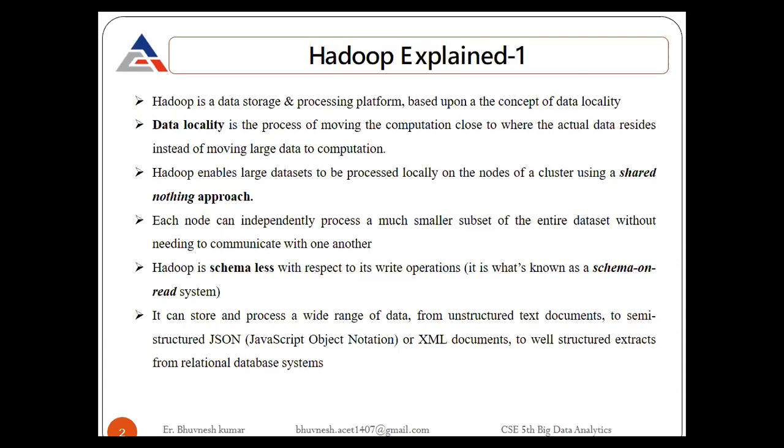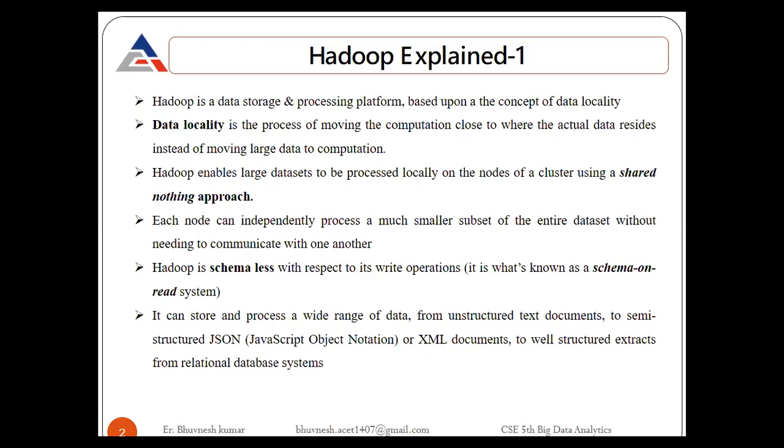What does this mean? Data locality is the process of moving the computation close to where the actual data is. Data locality means we have to move up to the data. We will not collect the data, we have to reach up to the data. That's what data locality means. In simple definition, we will not collect the data, but according to Hadoop, we will go to where the data is.